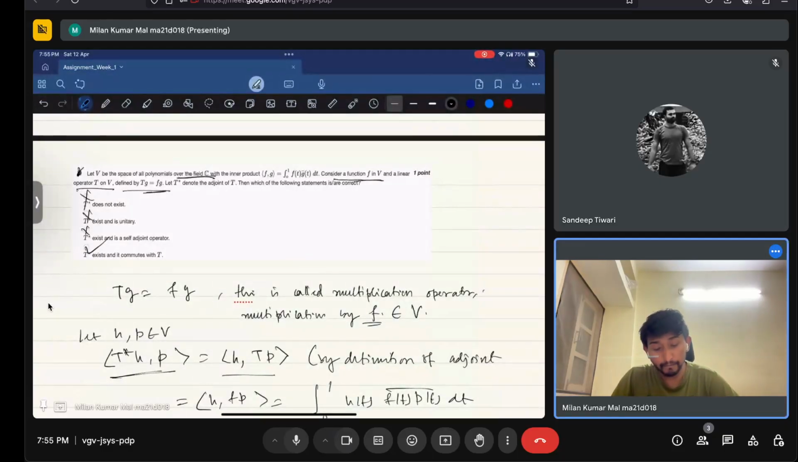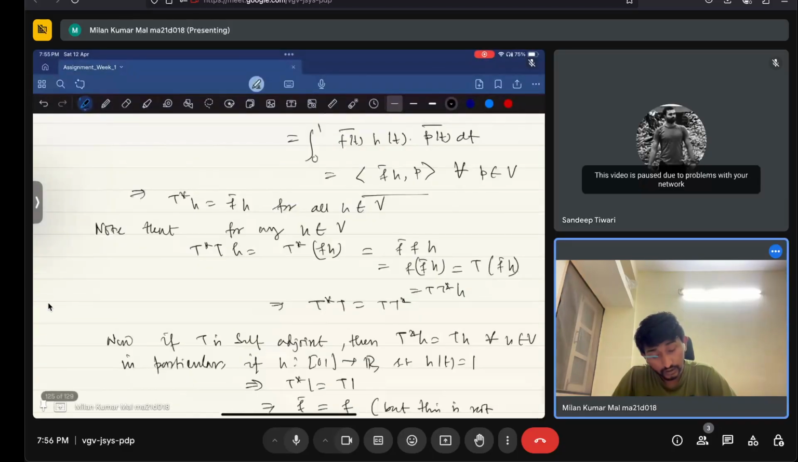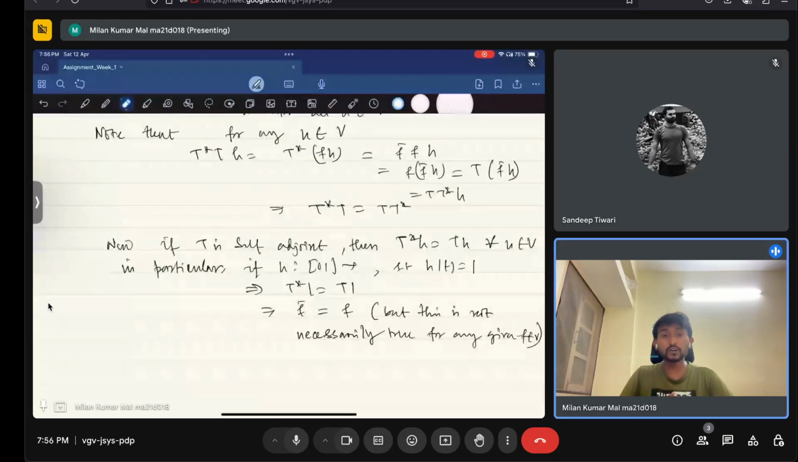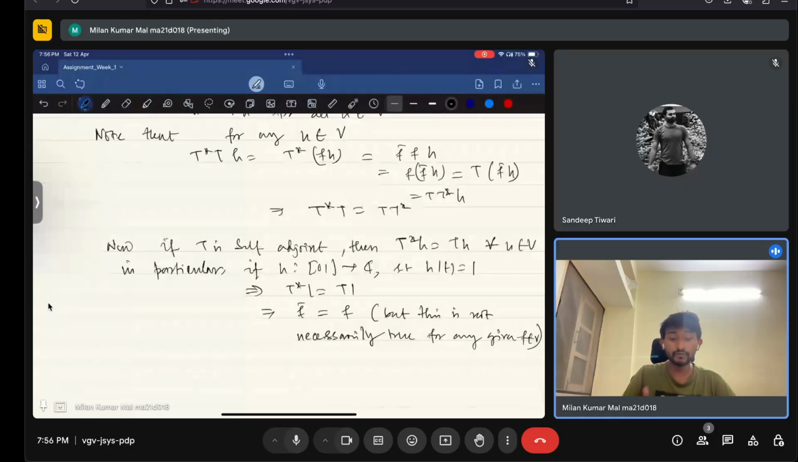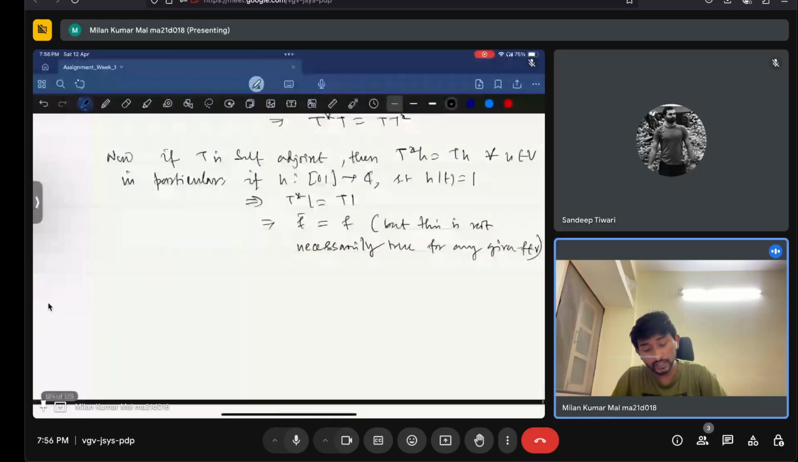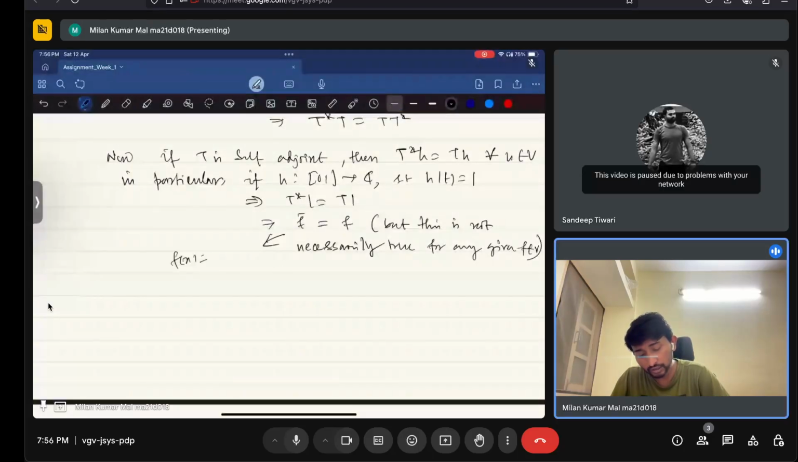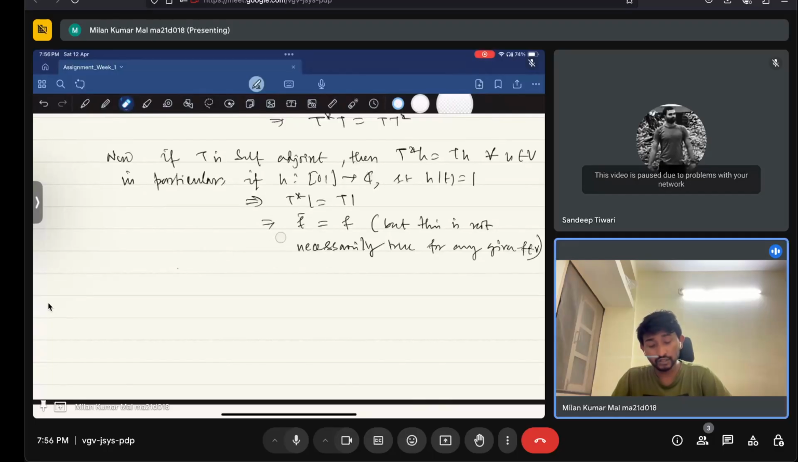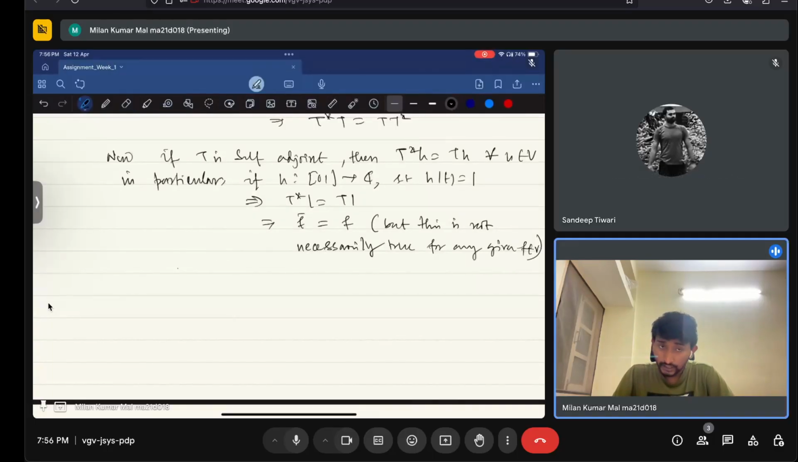So f bar need not be f, because f is a complex valued function. Here f is taken as arbitrary. Consider a function f in V and the linear operator. So f bar need not be f. You know what is meant by f bar equals f: it means f(t) equals f(t) bar for all t belonging to the interval 0 to 1, but that is not the case. So therefore, no, it is not self-adjoint.